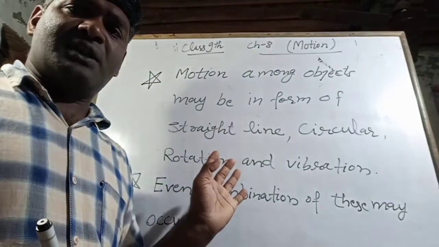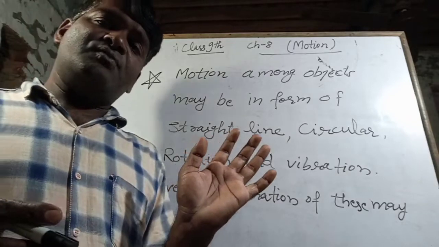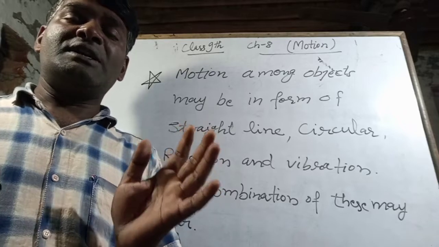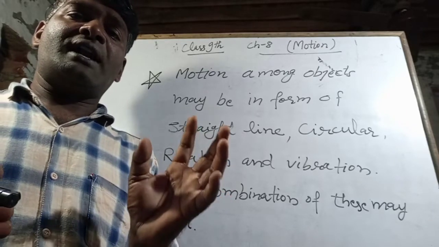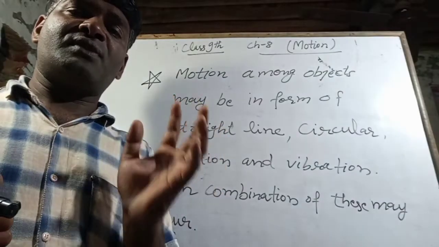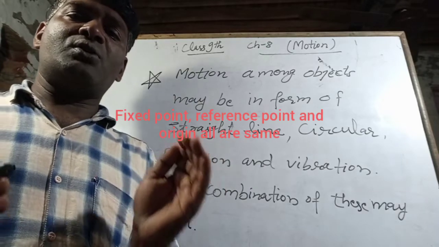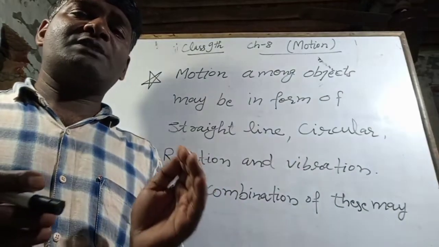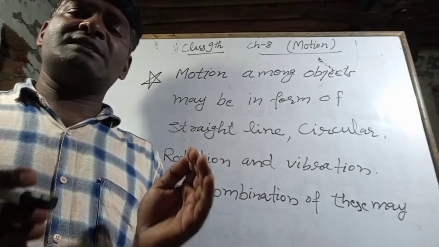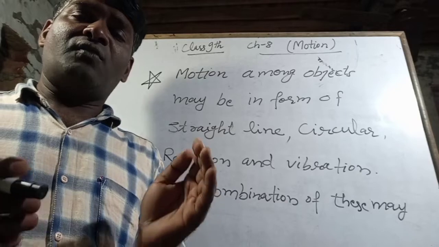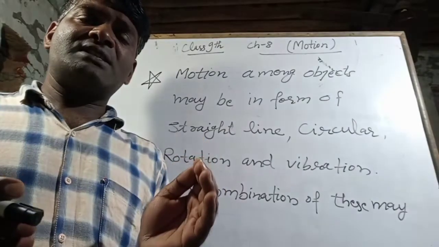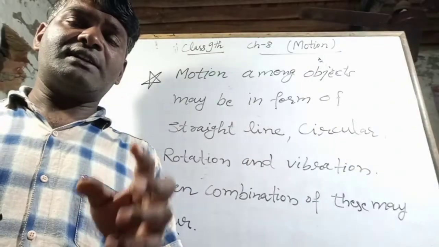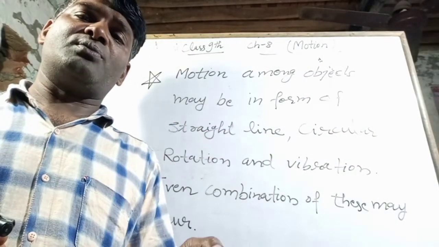This board is considered as the reference point. So every time we need to tell about the motion of an object, please make sure we have some fixed point, some reference point, or some origin. Without that, we can't say that the object is in motion.